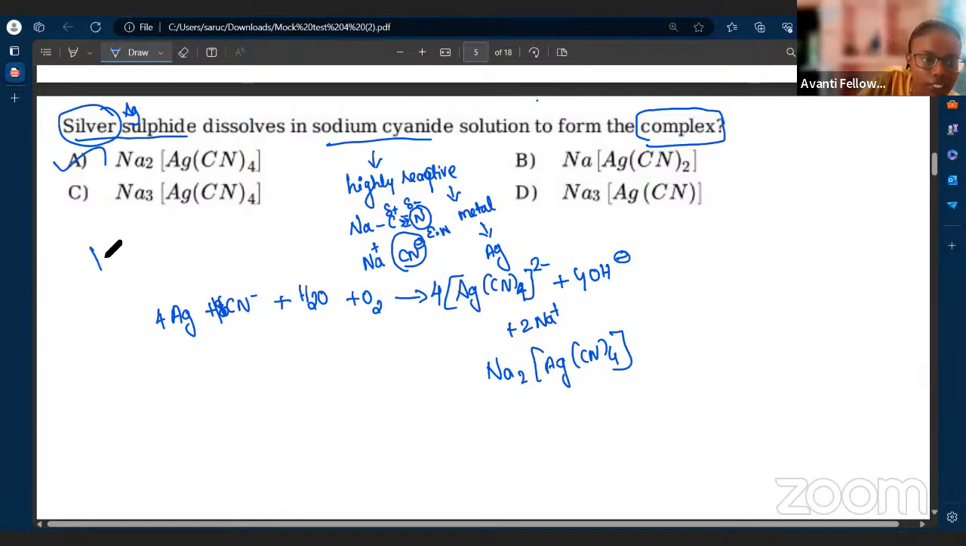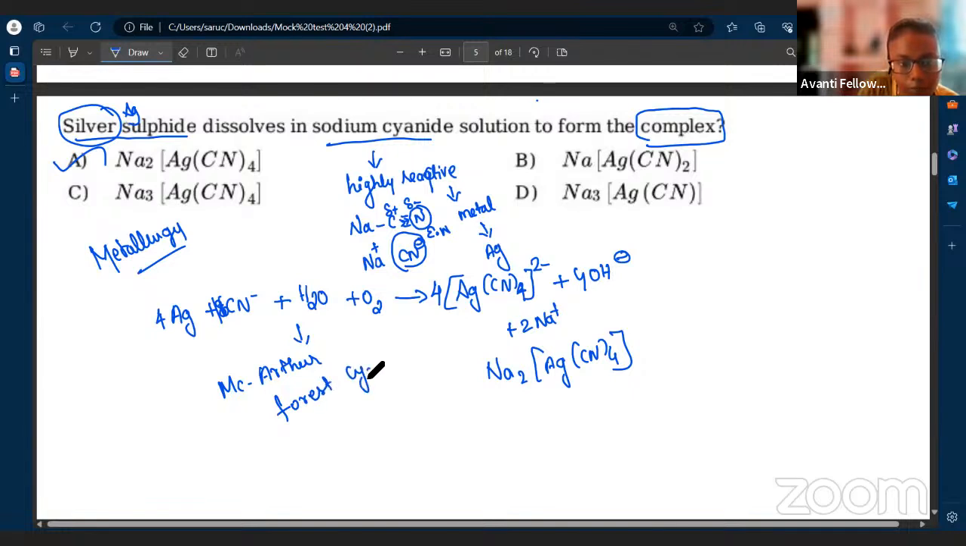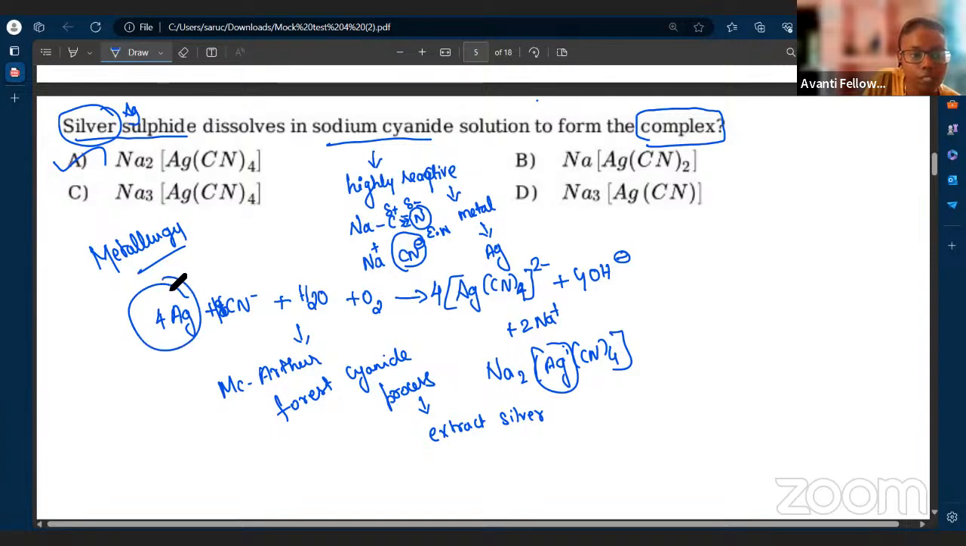This question is from metallurgy. Have you gone through metallurgy? There is one reaction called the MacArthur-Forrest cyanide process. This is used to extract silver. What they will do is take a silver ore, here silver sulfide, and react it with NaCN. It will form a soluble complex like this, [Ag(CN)4]-.